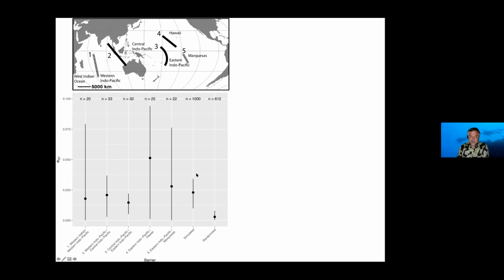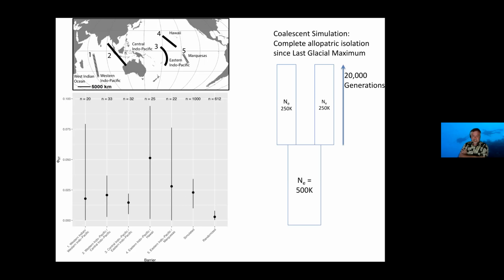But the most interesting part for me was that I then did some really simple-minded coalescent simulations in the Whipple zone. So I used really large effective population sizes of 500,000. So a single Indo-Pacific population of 500,000 is allopatrically separated during the last glacial maximum about 20,000 generations ago. And that separation continues, so there's no gene flow subsequent to that.